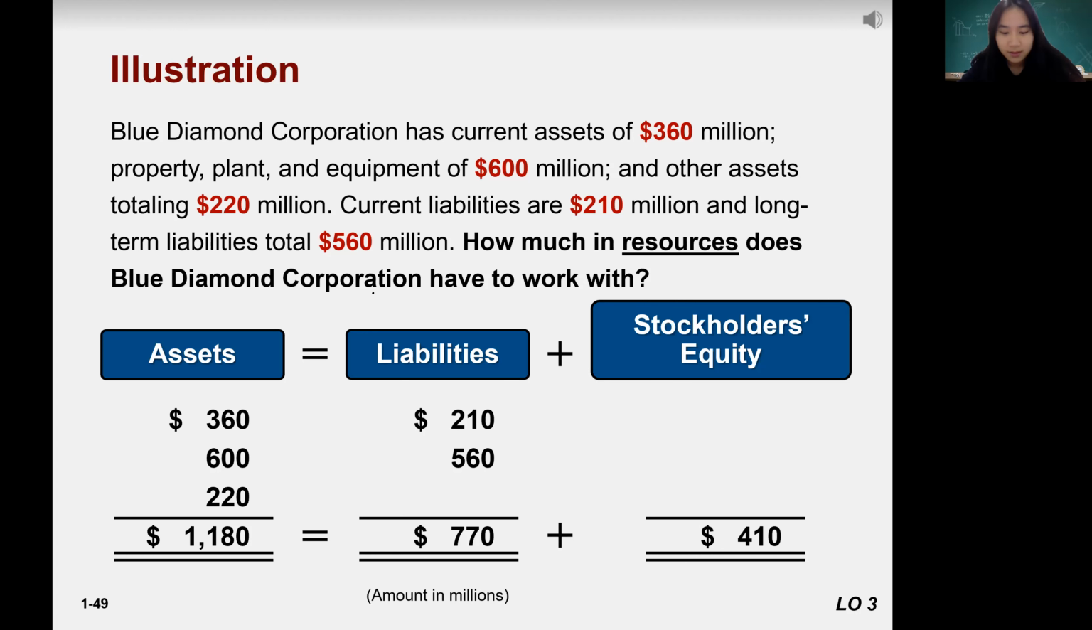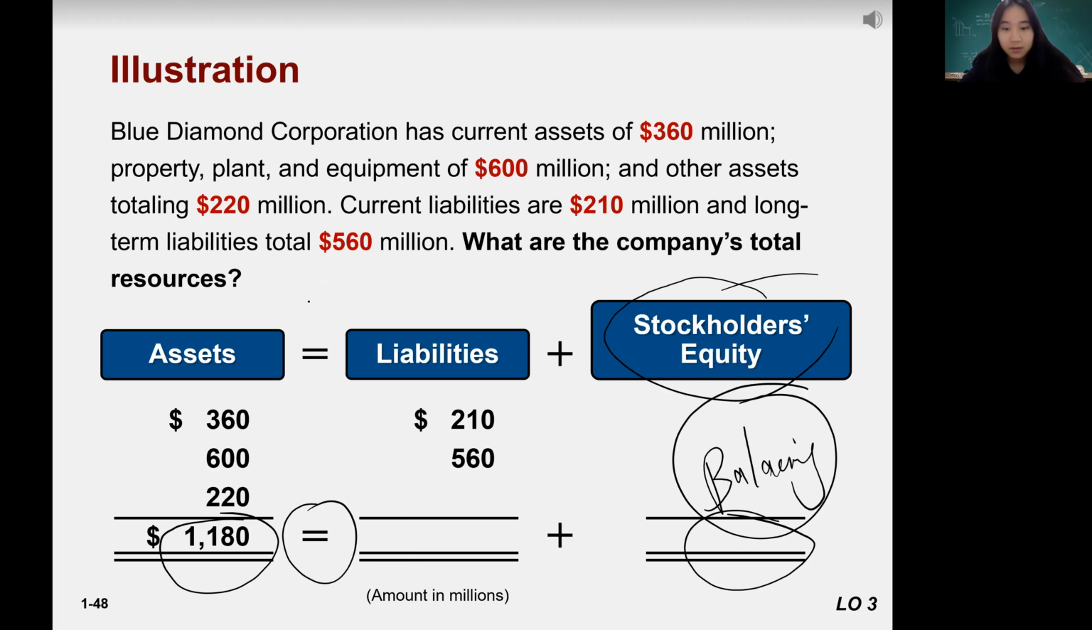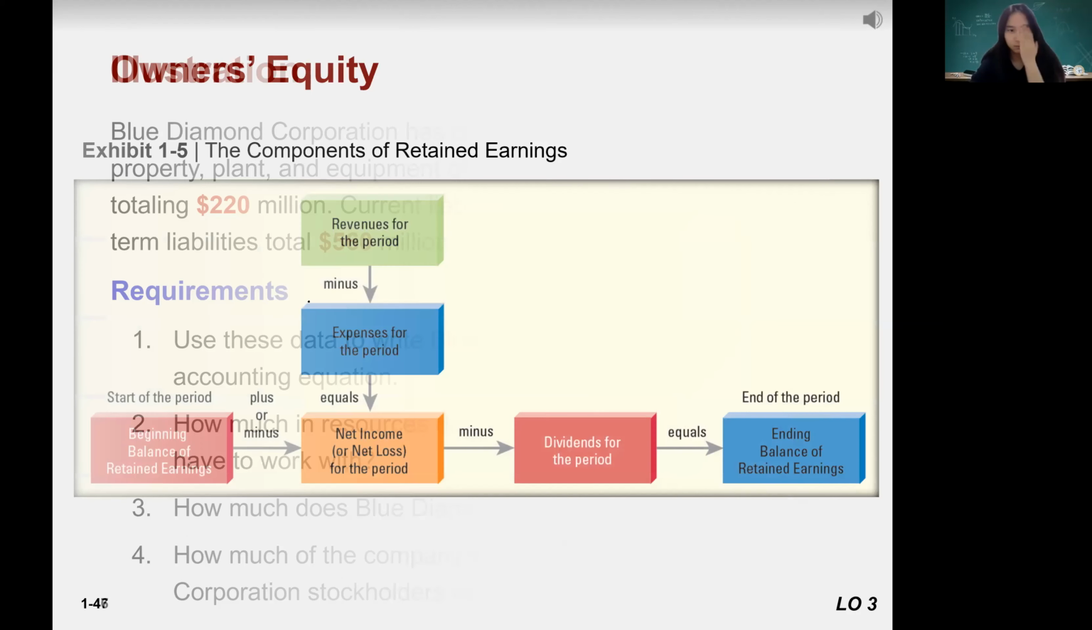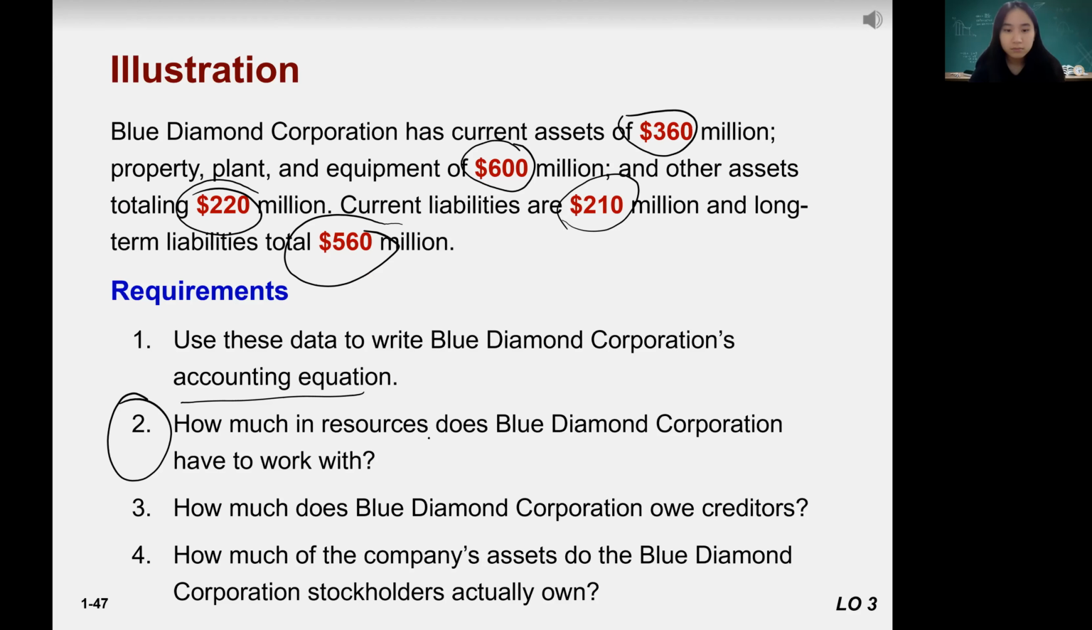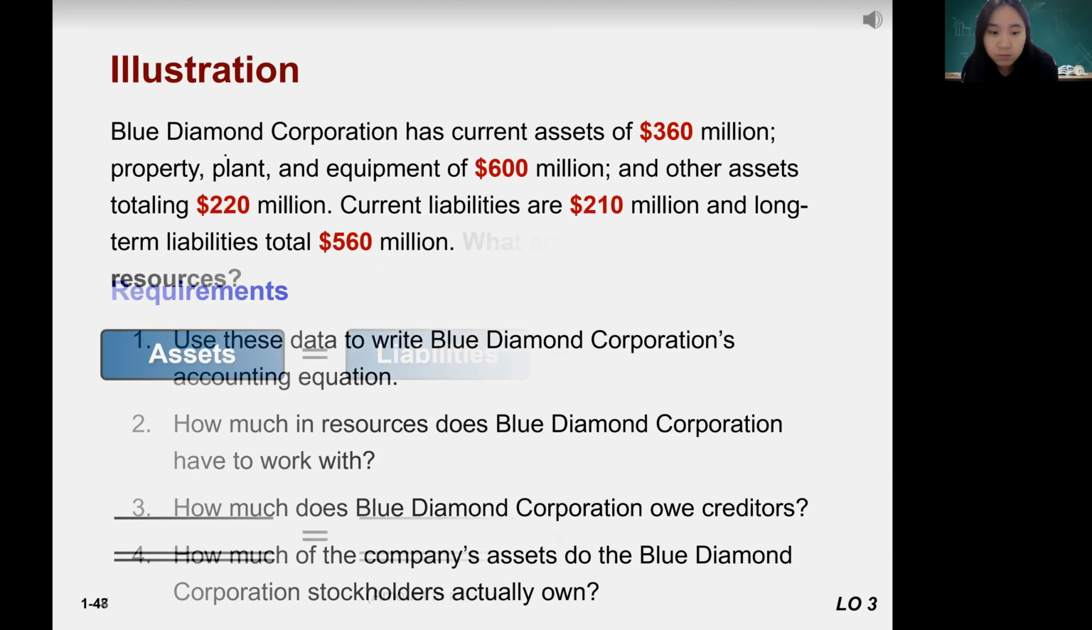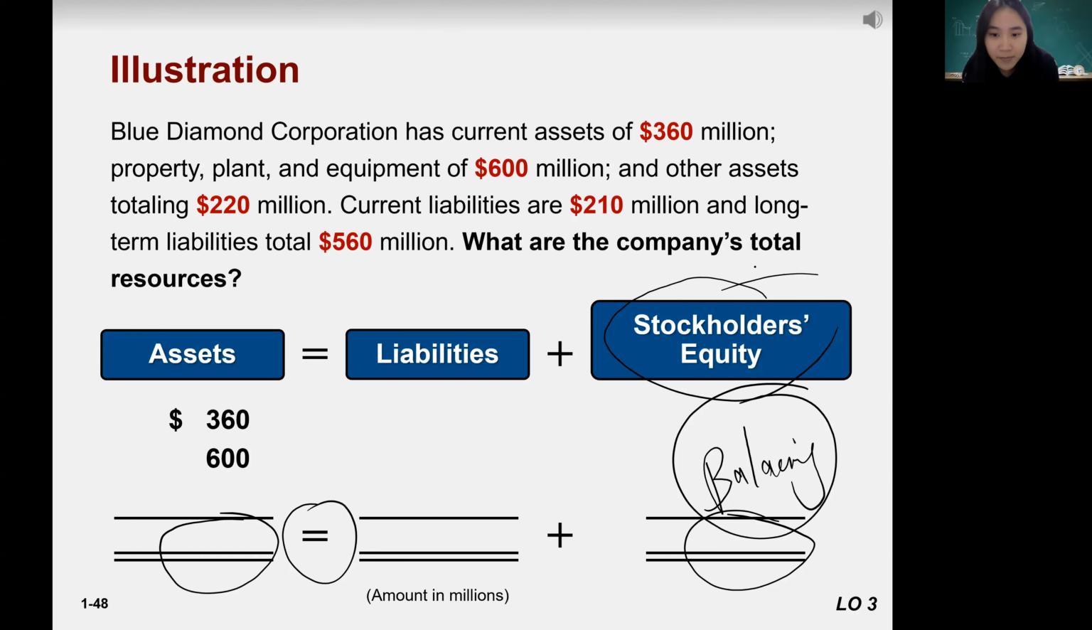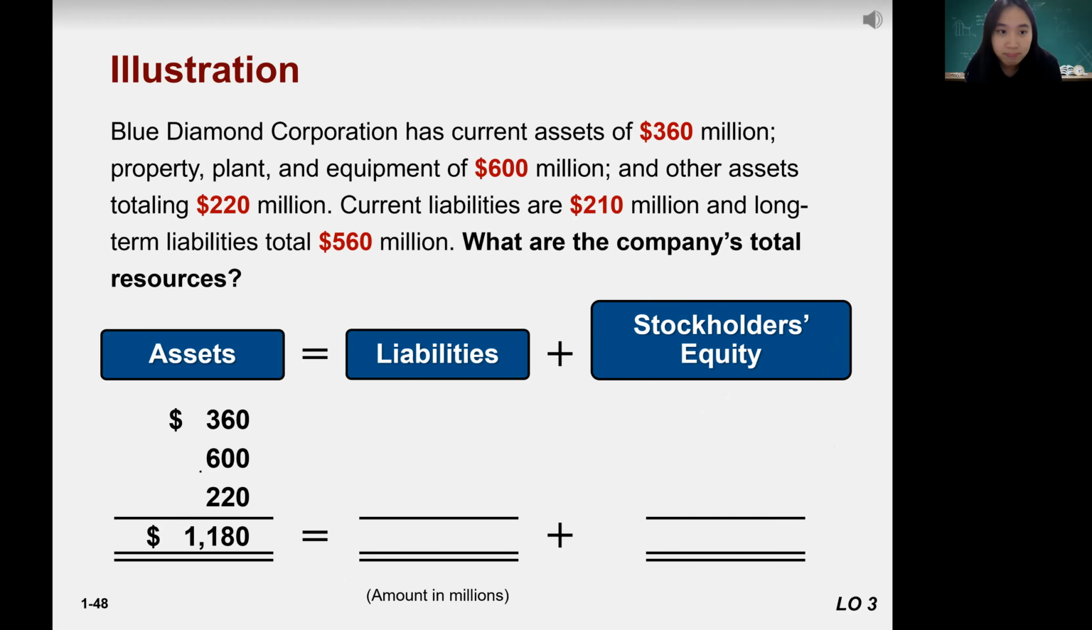What are the questions here? Now the second question. How much in resources does Blue Diamond Corporation have to work with? So remember, this is a corporation. A corporation is different from its owners, right? Here we go. So what are the company's total resources? 1180. The company's total resources, not the owner's total resources. So pay attention to minor details in what the question is asking for.